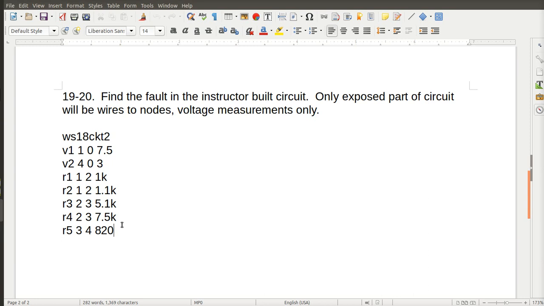Okay, so what I'm going to do is I'm going to go in here and I'm going to edit the document and tell you that for the faulted circuit, V1 equals 7.5 volts, V2 equals 6.57, V3 equals 3.76 volts, and V4 equals 3 volts. So those are the values that you would measure if I had built the circuit and you came in and you measured from V1 to 0, V2 to 0, V3 to 0, and V4 to 0.